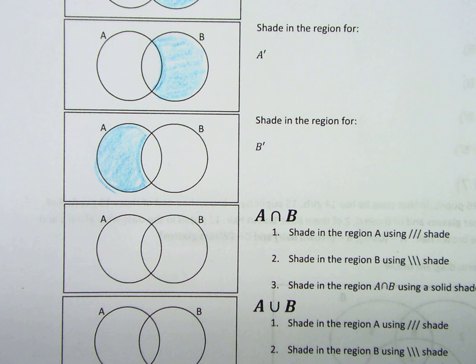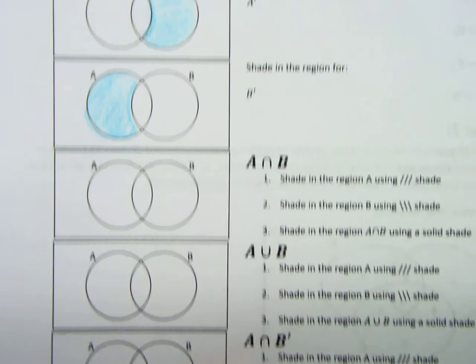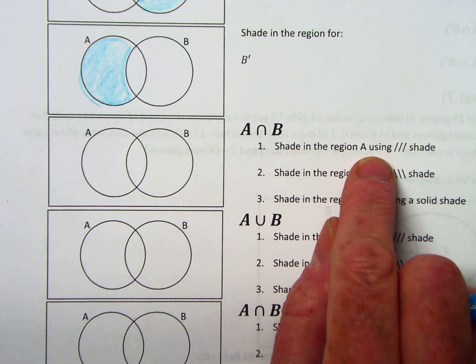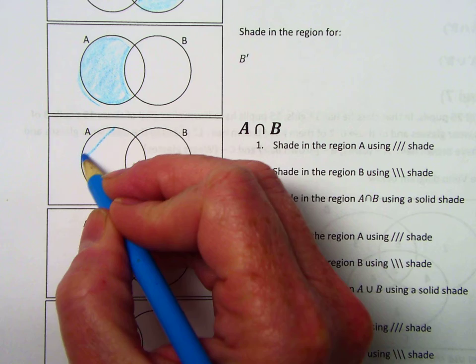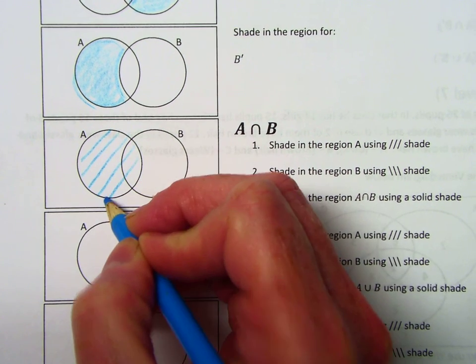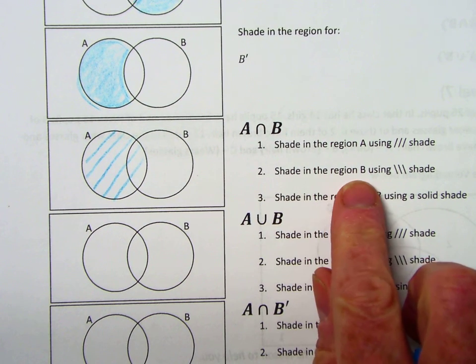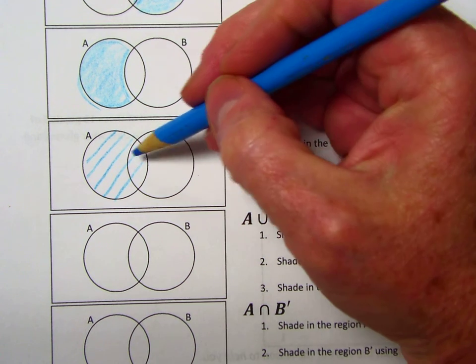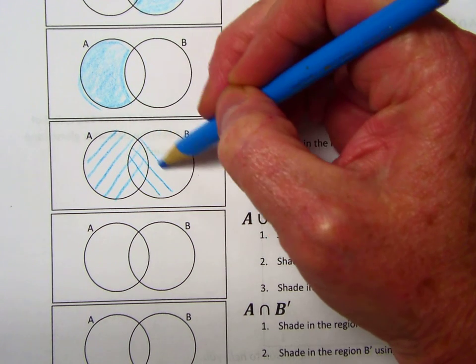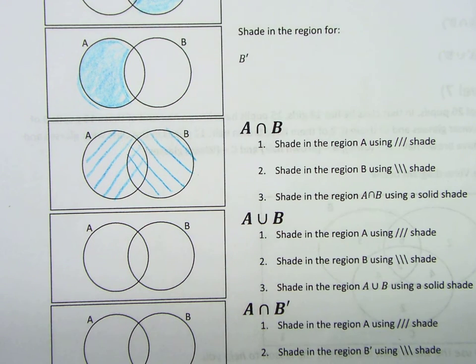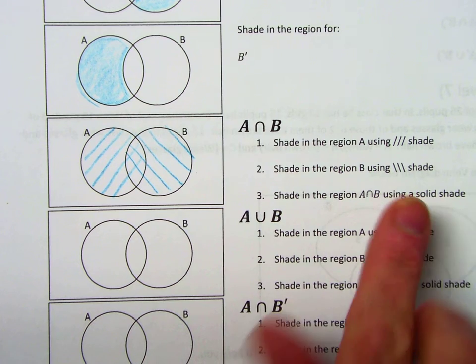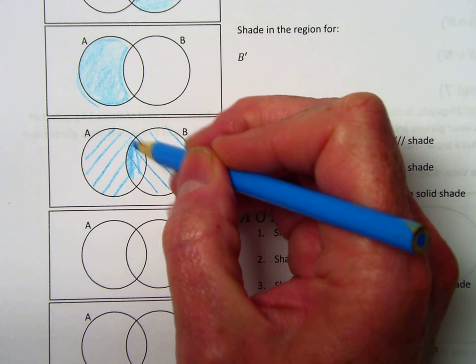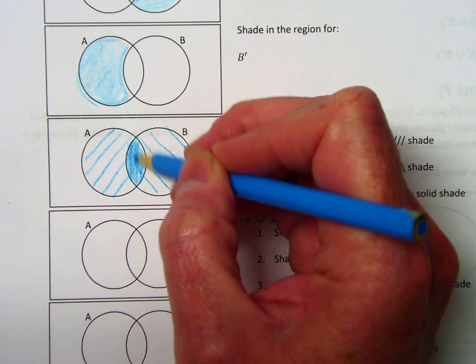Now we're going to get into a little bit more complicated thinking. It says shade in the region of A using lines that are tilted to the right. So A has lines that go like this. Shade in the region B using lines that are tilted to the left. And then it says shade in the region of A intersecting B using a solid shade. So where the two things bumped into each other is what we would color in, right? That's the intersection.